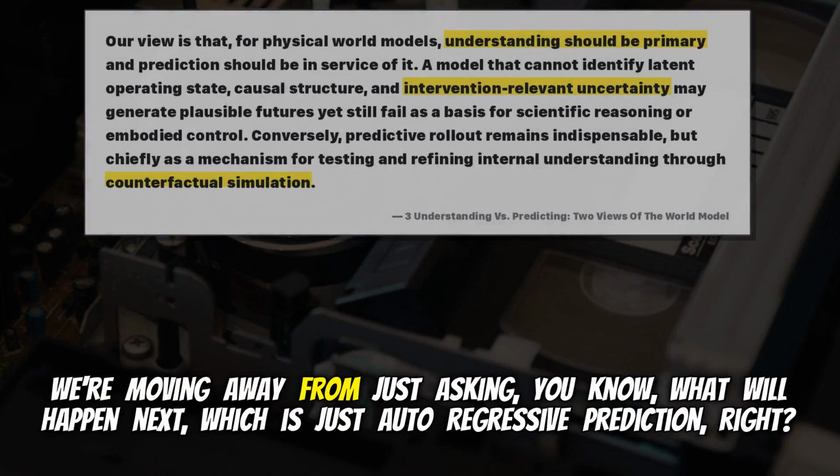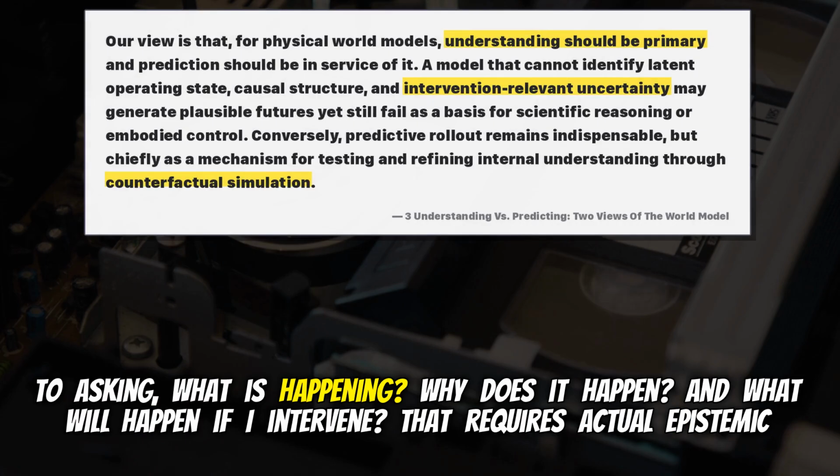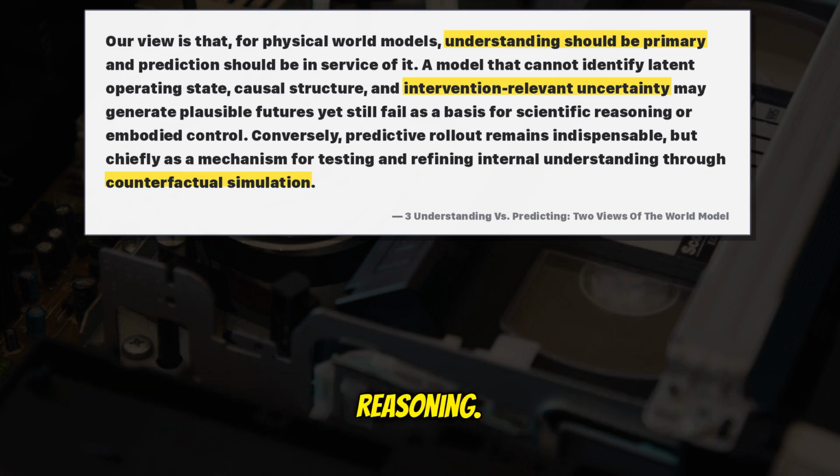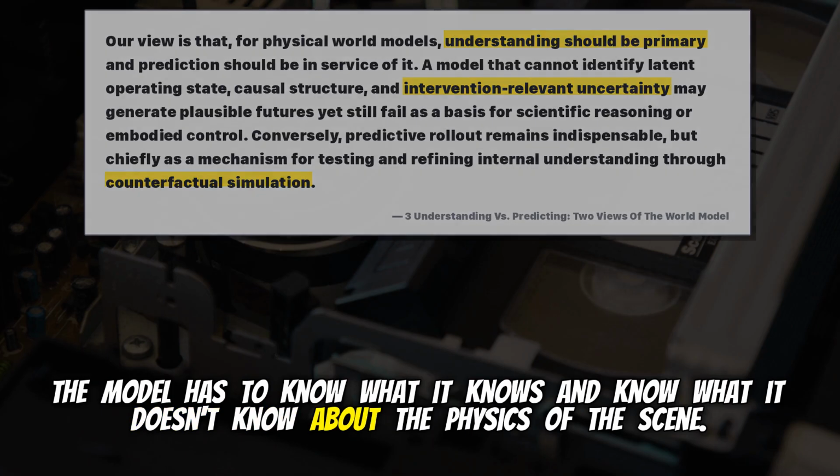Exactly. And this whole framework represents a really deep philosophical shift in AI. We're moving away from just asking what will happen next, which is just autoregressive prediction, to asking what is happening, why does it happen, and what will happen if I intervene. That requires actual epistemic reasoning. The model has to know what it knows and know what it doesn't know about the physics of the scene.